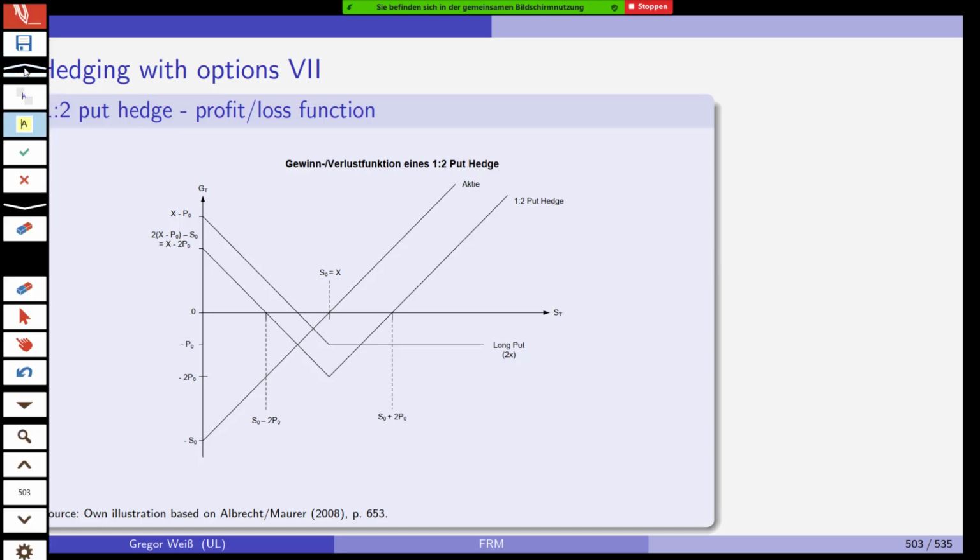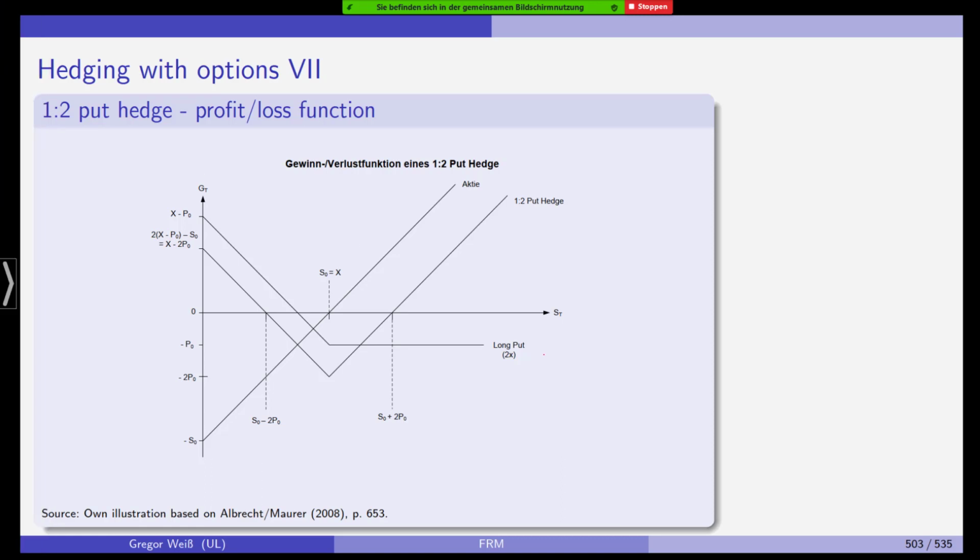Okay, this is the 1-to-2 put hedge. We have 2 puts. So this is the price for the first put, like this, and this is the price for the second put. And instead of going something like this, we now have this line here. And if we have very extreme changes in the underlying price, we are also able to profit from these extreme changes, but this only comes at additional cost for a second put.